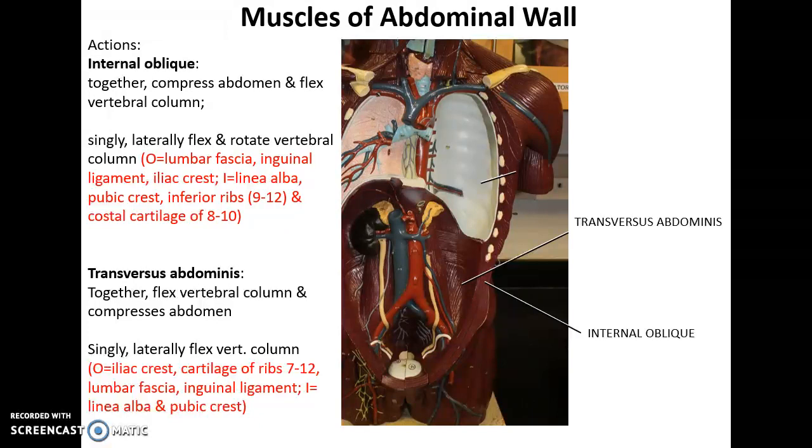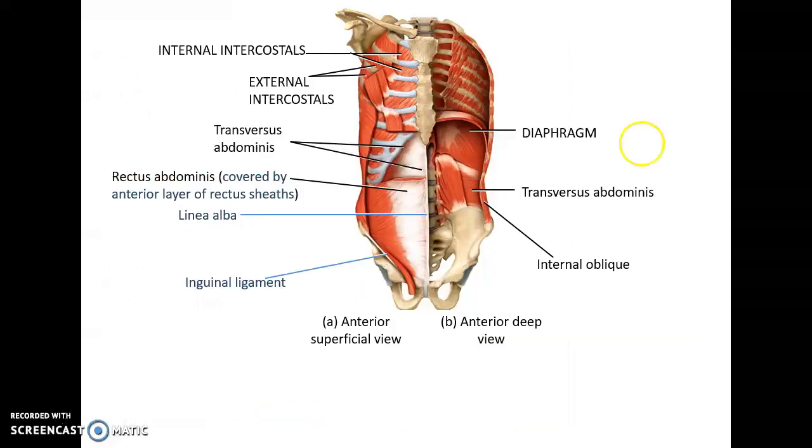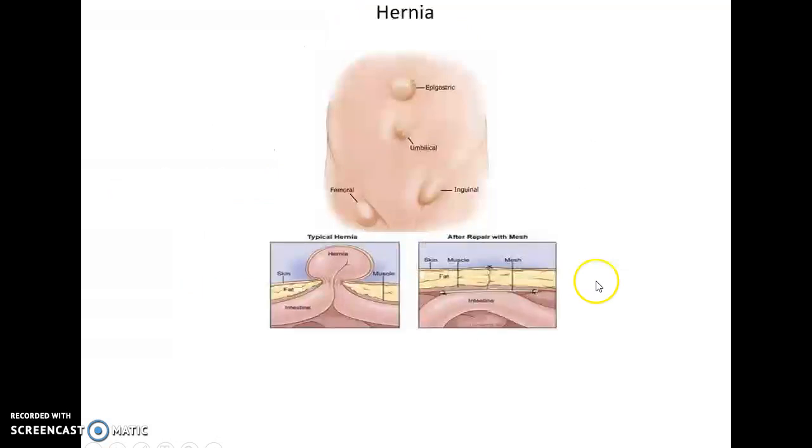Transverse abdominis is deep to the internal oblique. Together, the transverse abdominis can help to flex the vertebral column and compress the abdomen. Singly, it can help to laterally flex the vertebral column. Origin is the iliac crest and the cartilages of ribs 7 through 12, as well as the lumbar fascia and the inguinal ligament. And its insertion is the linea alba and the pubic crest. So here is a lot of the muscles in the trunk, the external and internal intercostals, the diaphragm, the transverse abdominis, the internal oblique, the external oblique, the rectus abdominis.